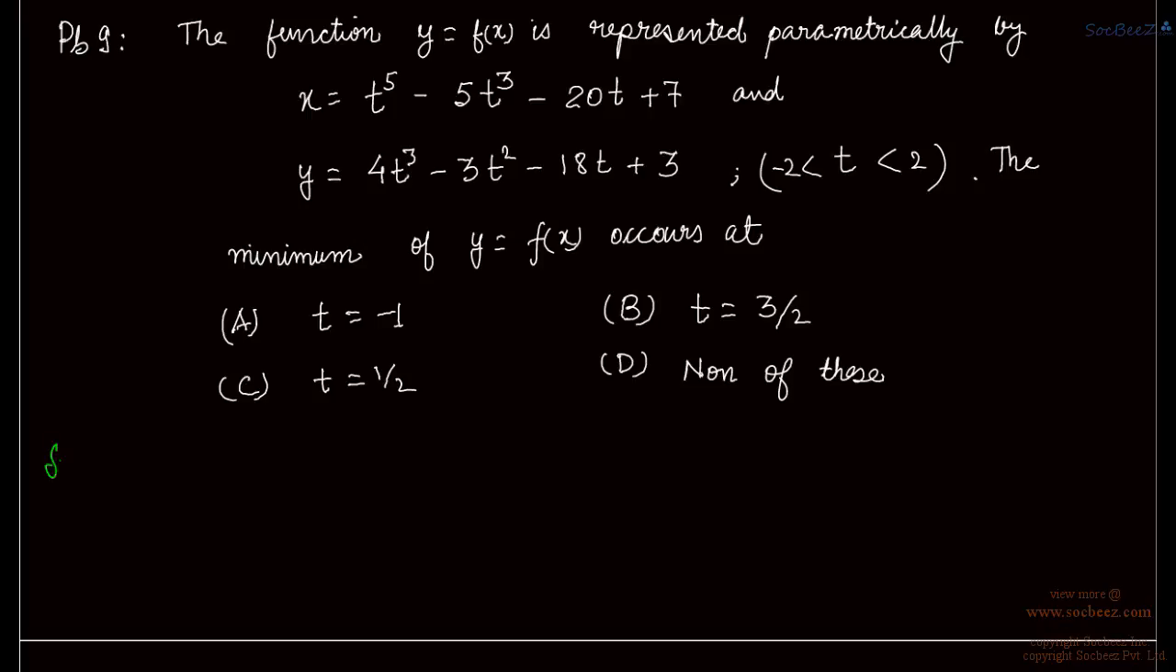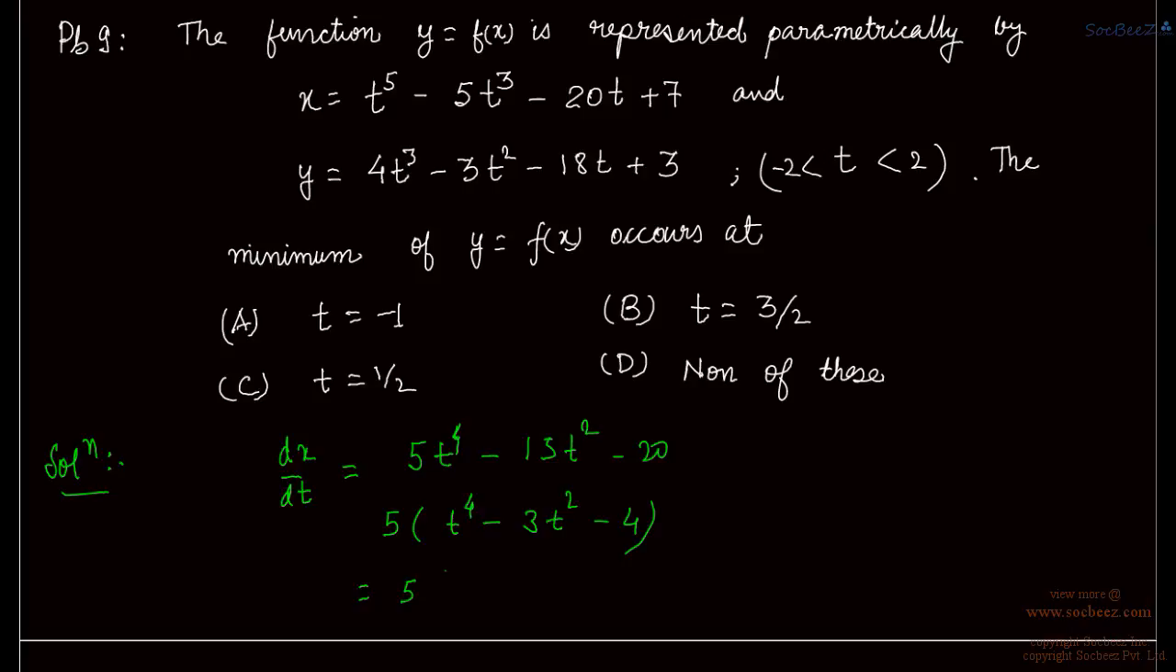So let us find dx upon dt. Dx upon dt, we will be writing 5t to the power 4 minus 5 times 3 is 15t square minus 20, right? So if you take 5 common, you will be getting t to the power 4 minus 3t square minus 4, right?